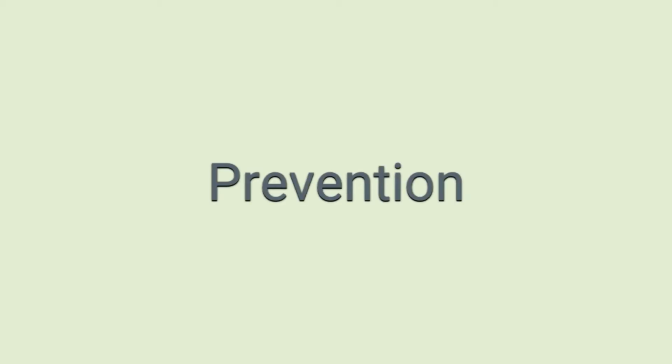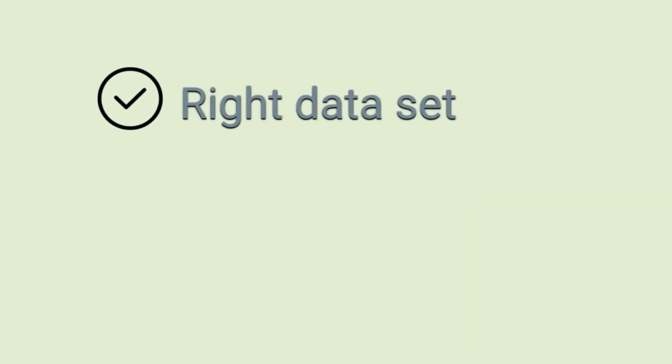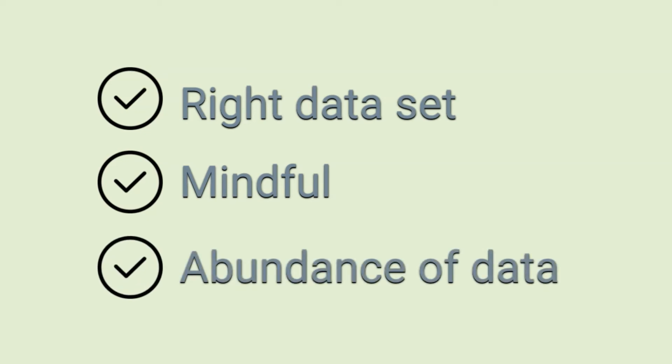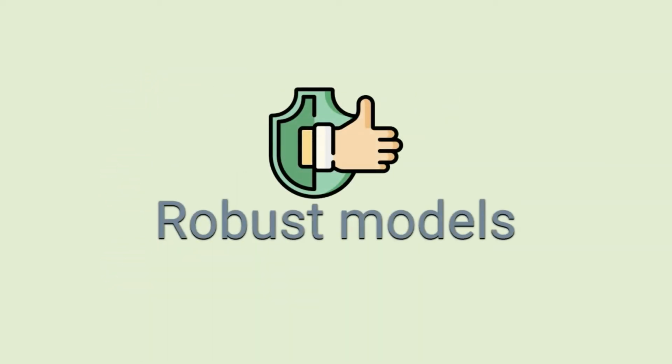To prevent these risks, data scientists have to ensure that they have the right data sets. They must be mindful of the sources and kinds of data that they are using to train the algorithms. Lastly, to prevent bias, AI needs to have an abundance and diversity of data to build robust models.